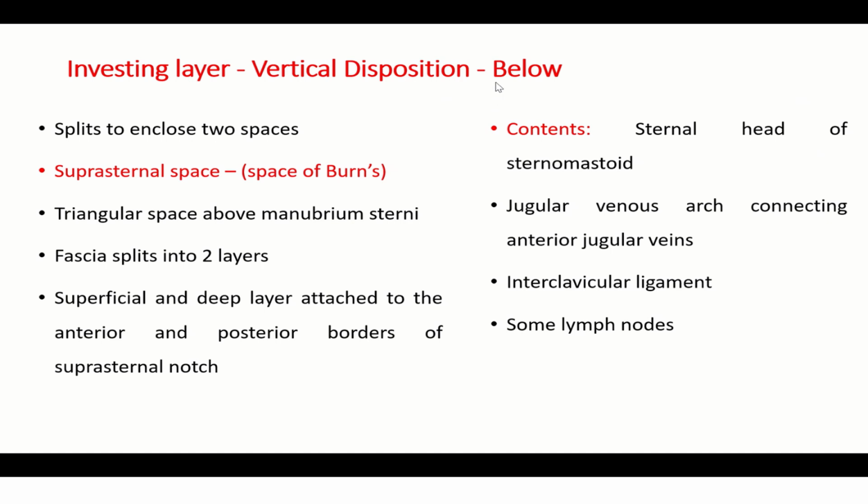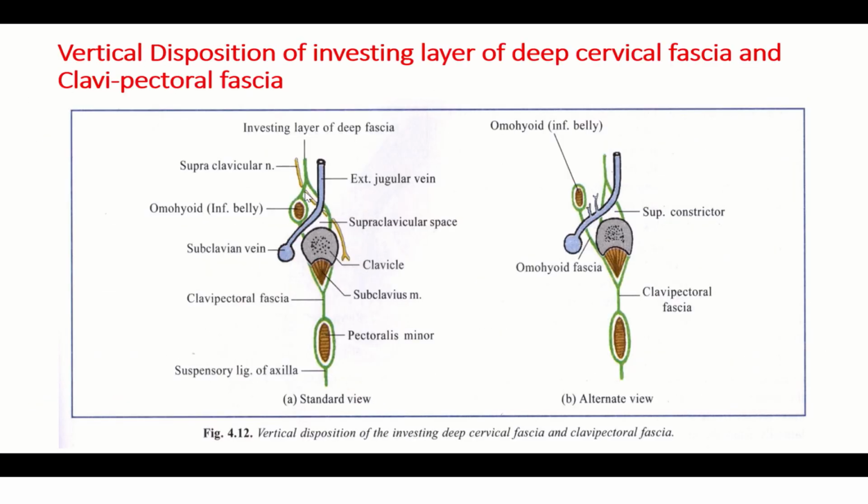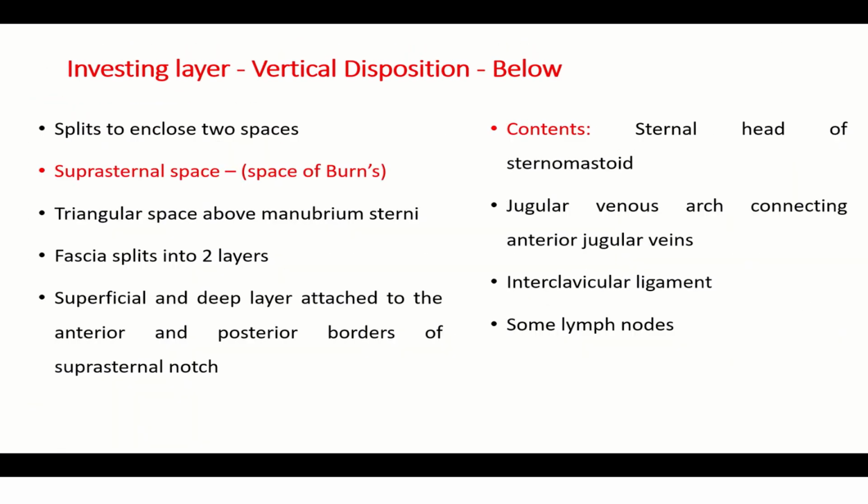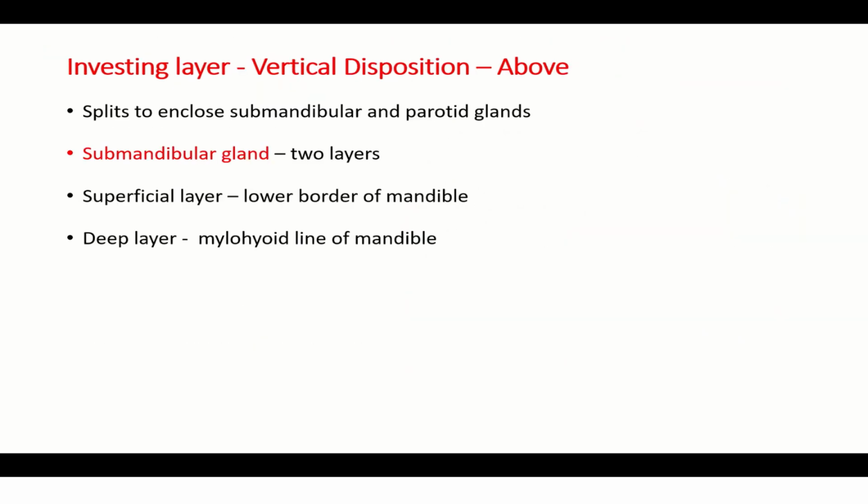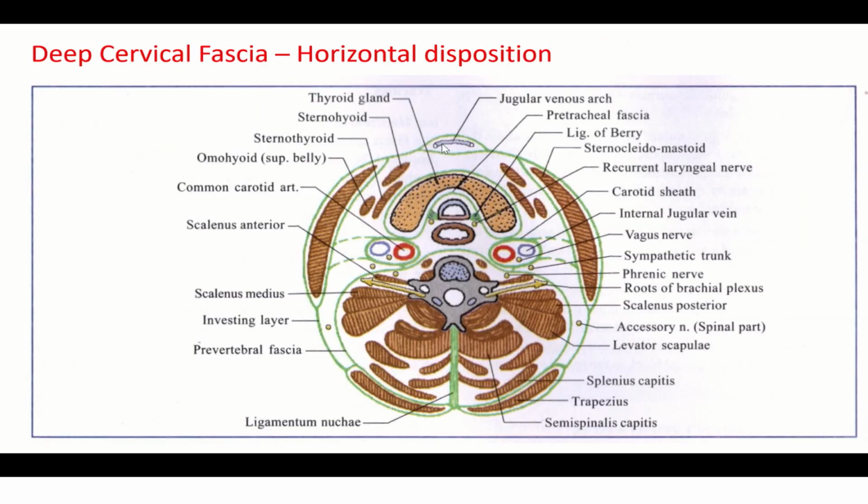So again, now if we trace this vertically below, it splits to enclose two spaces. One is the suprasternal space of Burns. So I have shown here. See here, this is the suprasternal space of Burns.